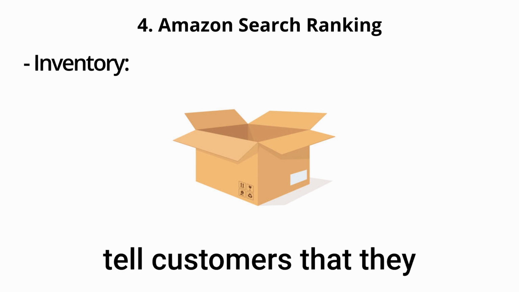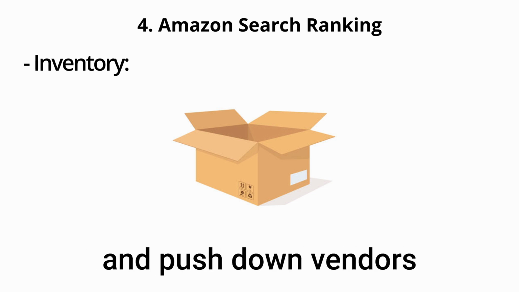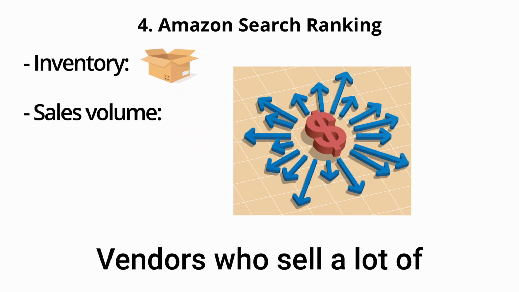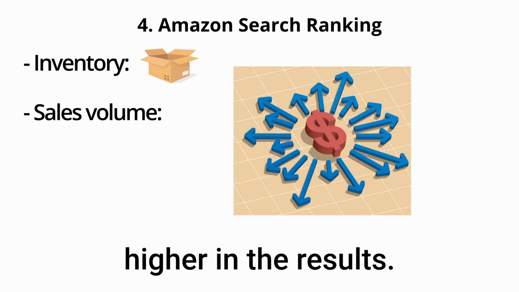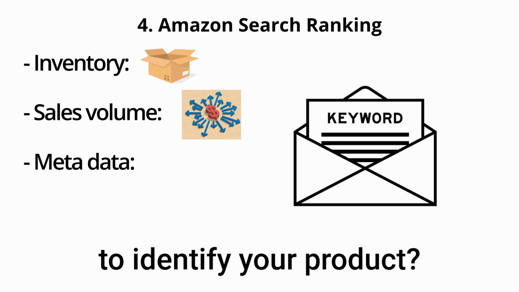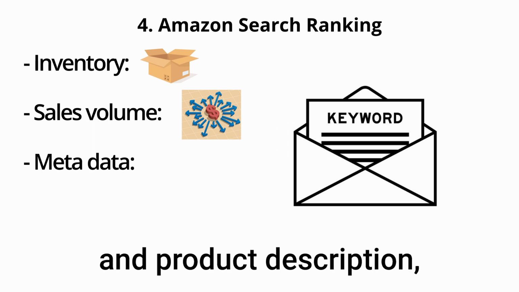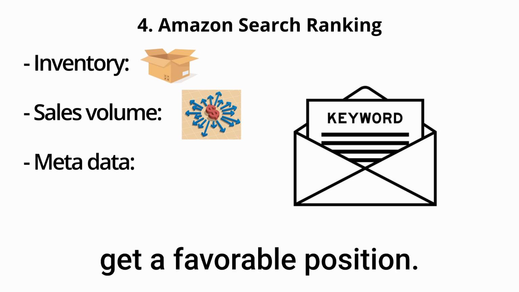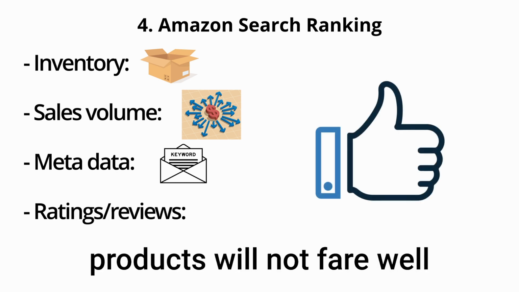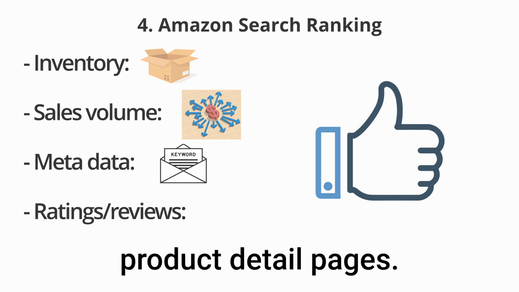Amazon doesn't like to tell customers that they can't order a product because it isn't available, so they will push up vendors that consistently deliver and push down vendors who go out of stock. Sales volume. Vendors who sell a lot of a certain type of product are more likely to rank higher in the results. Metadata. How easy is it for Amazon's search engine to identify your product? The more specific information you provide about the product's specs in the title and product description, the more likely you are to get a favorable position. Ratings and reviews. Poorly rated and reviewed products will not fare well in search rankings, even if you keep products in stock and have strong product detail pages.